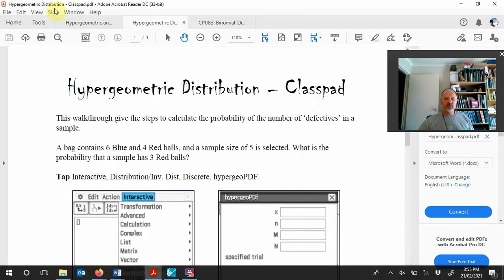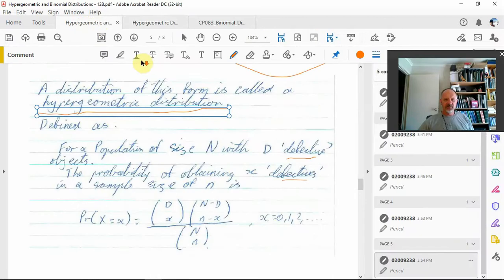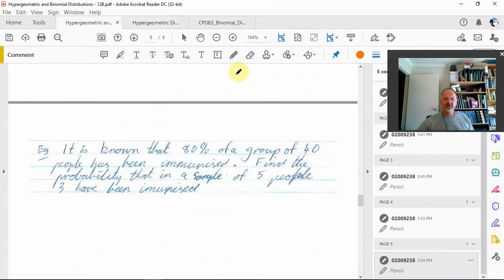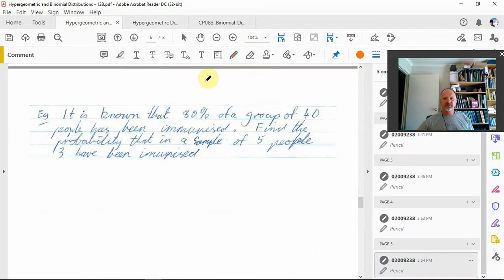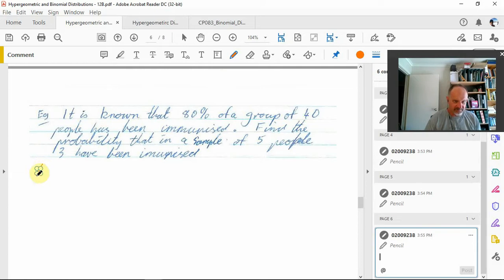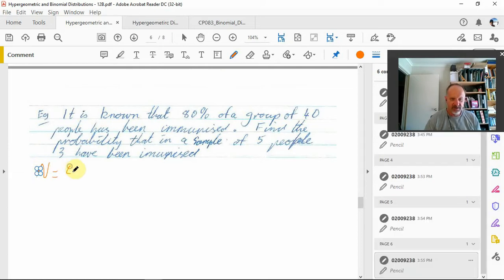So let's have a look at an example. It is known that 80% of a group of 40 people have been immunised. So first of all, the population size is 40, and 80% of those have been immunised. The thing we're looking at is immunisation, and so 80%.